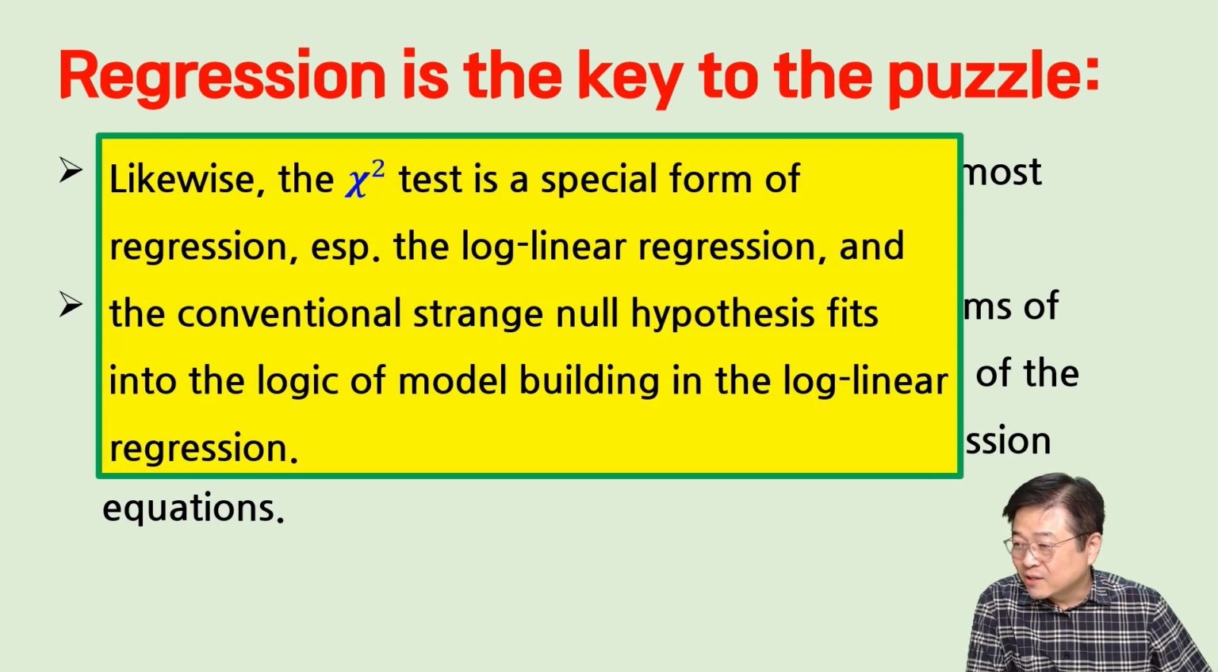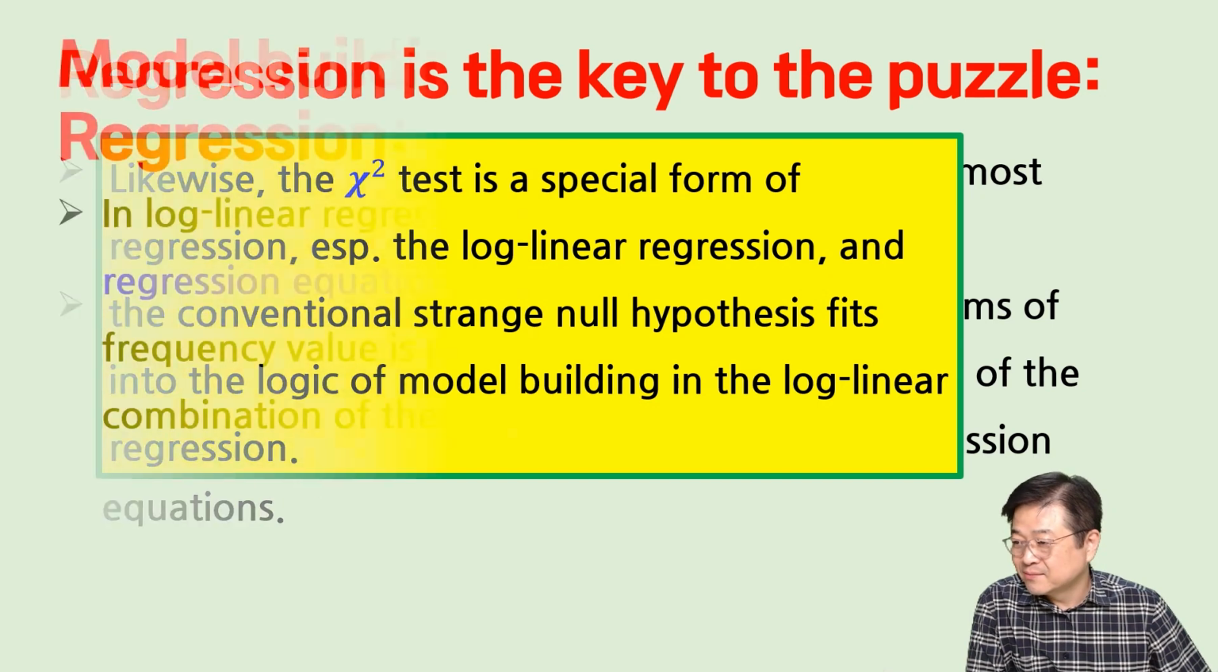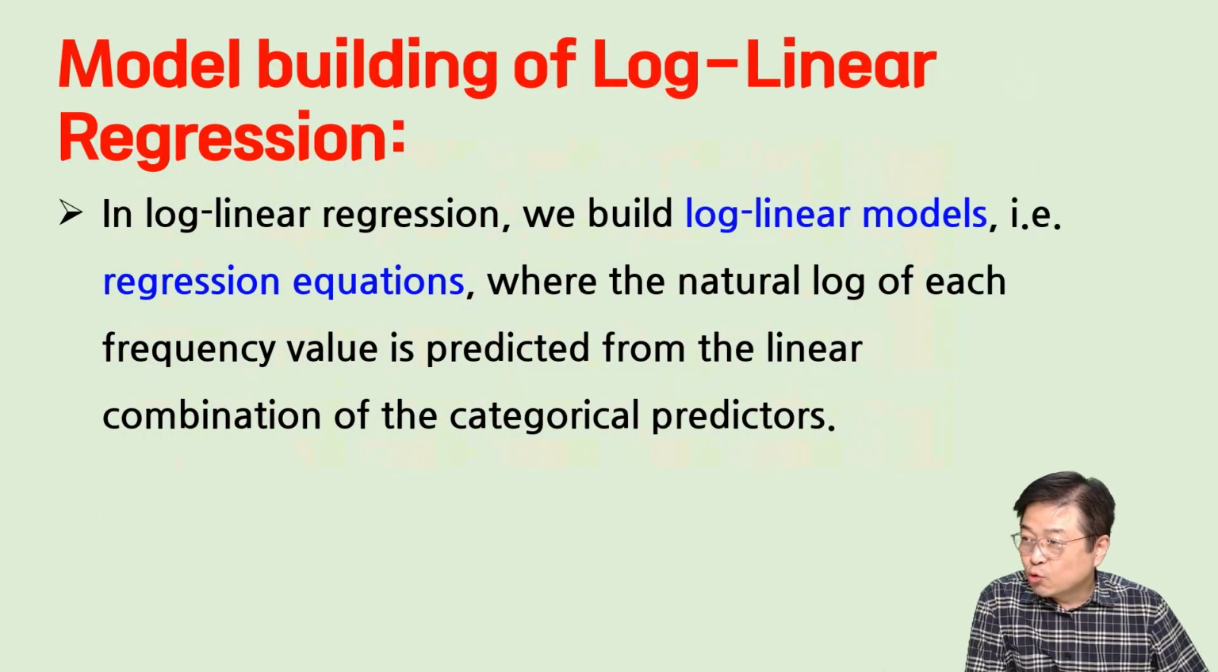Anyway, following the same logic, the chi-square test is a special form of regression, especially the log linear regression, and the conventional strange null hypothesis fits into the logic of model building in the log linear regression. In log linear regression, we build log linear models, that is, regression equations, where the natural log of each frequency value is predicted from the linear combination of the categorical predictors in the cross tabulation, or simply the frequency table.